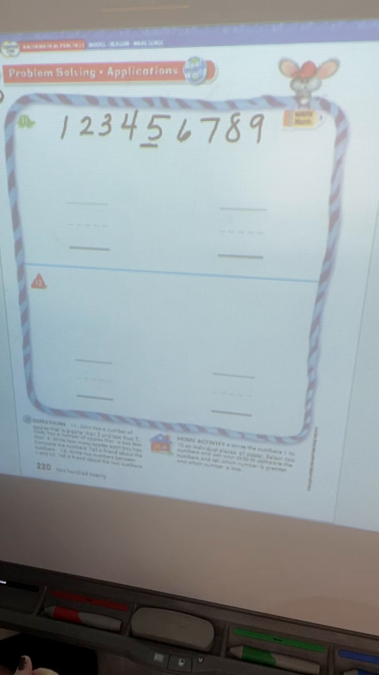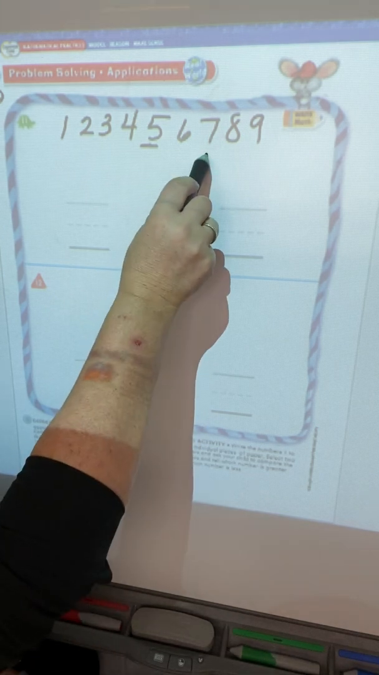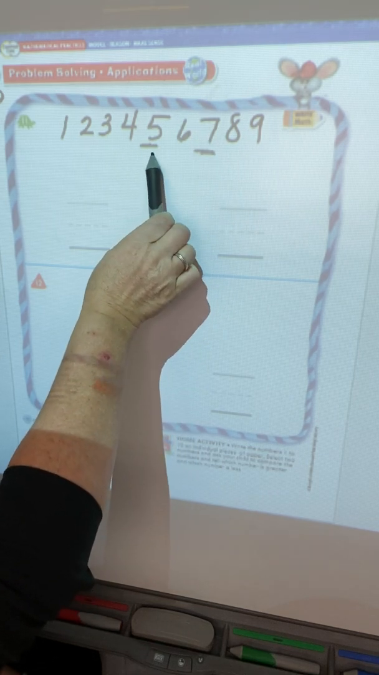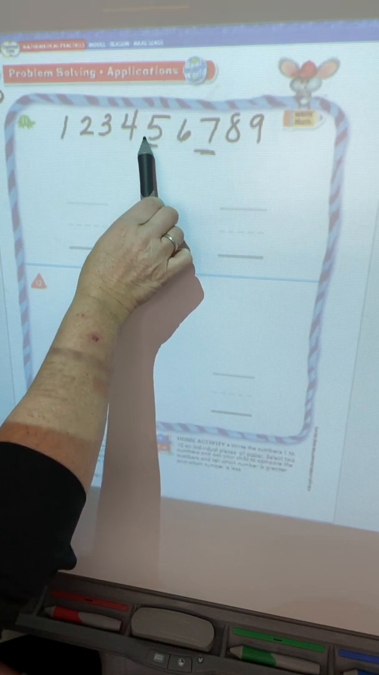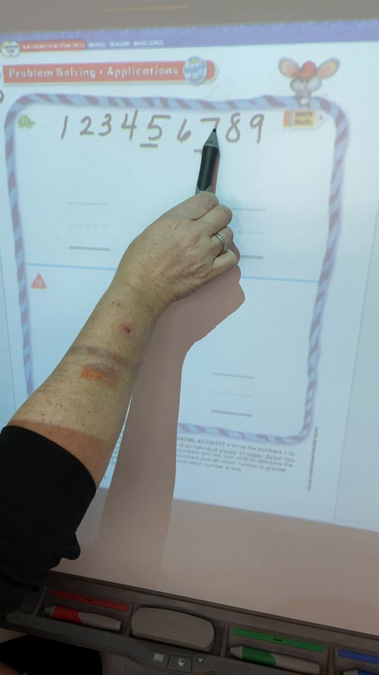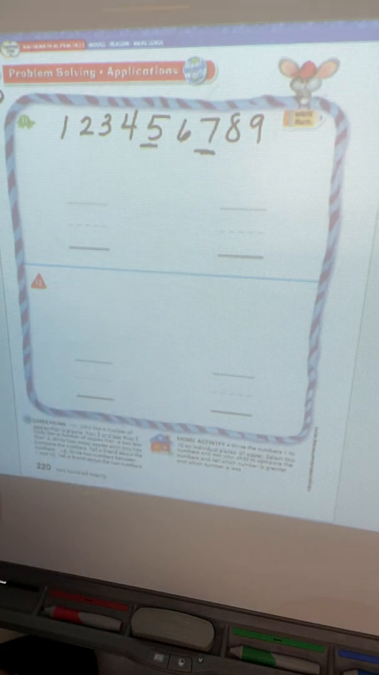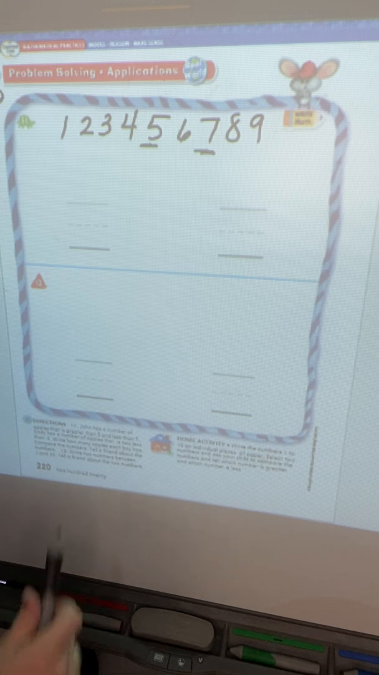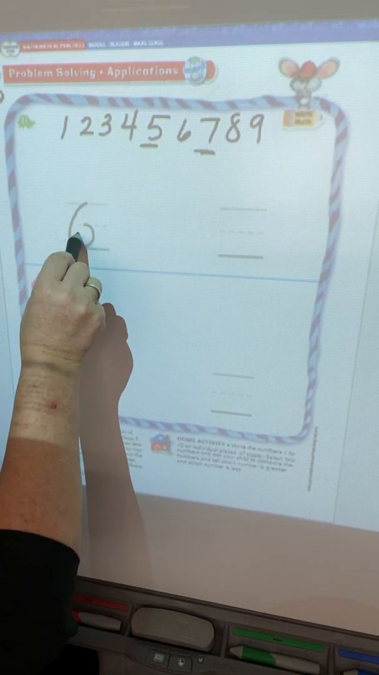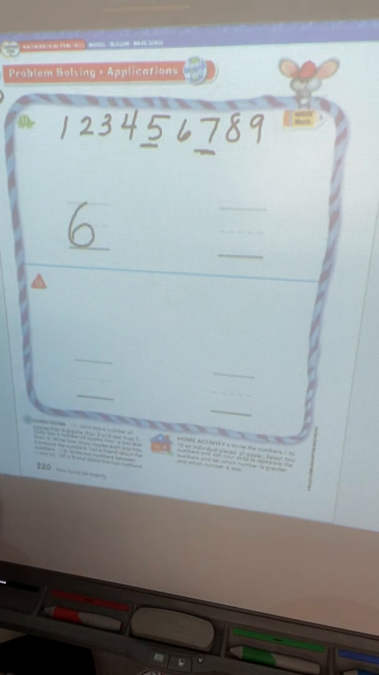But it's less than 7. So we're talking about these two numbers. He has apples that's greater than 5, but less than 7. So how many apples does John have? He has 6. Go ahead and write a 6 right there.